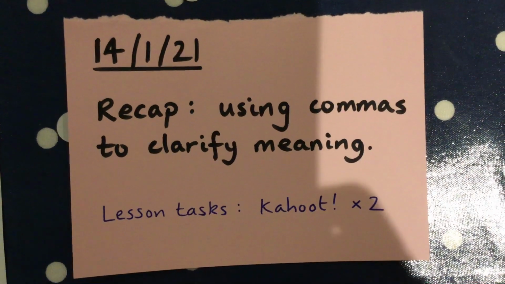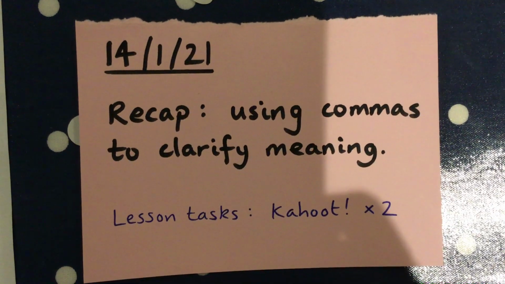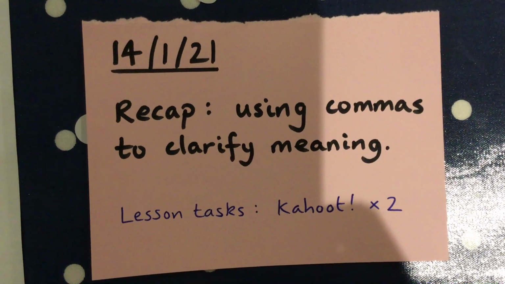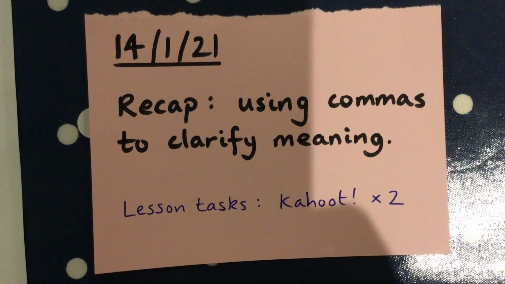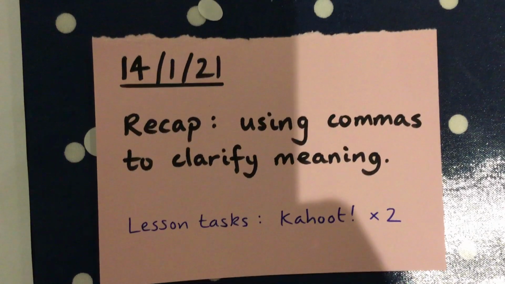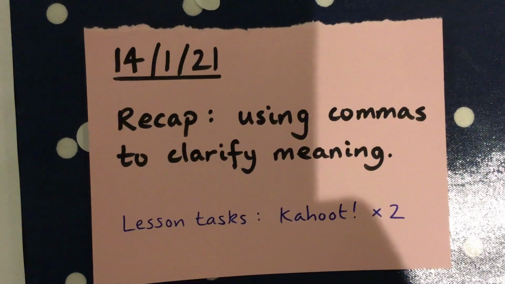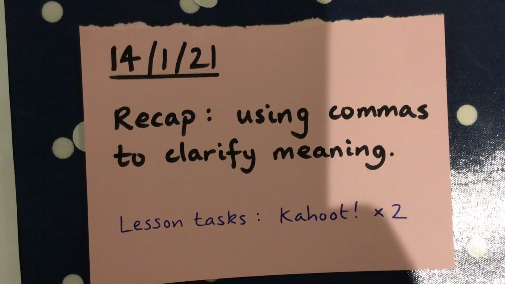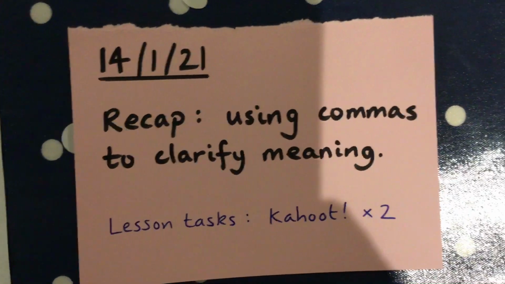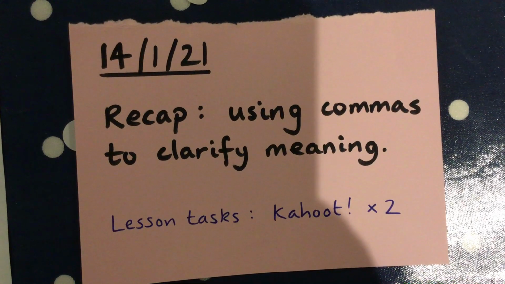Hello Year 5. Today's English lesson is a bit of a recap. We're going to go through some of the previous work that we did on commas. We're going to recap using commas to clarify meaning, go through the answers to some of those questions, and then there'll be a bit of a follow-up task which will be 2 Kahoots. I'll give you the codes at the end of this video.